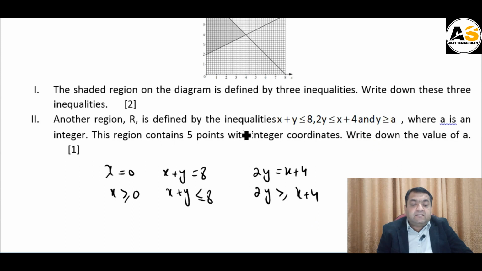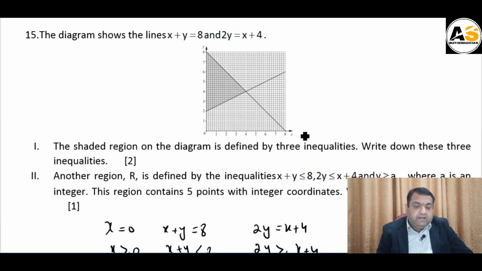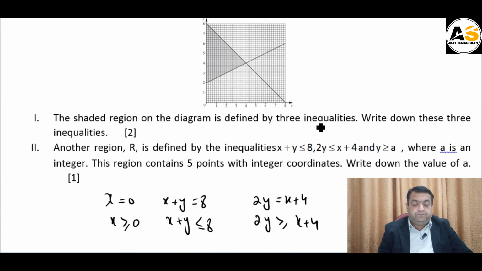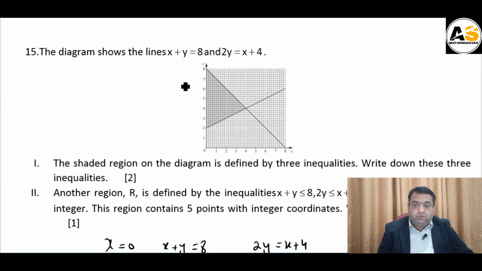Another region R is defined by the inequalities x plus y is less than 8, which is this, and 2y is less than x plus 4. The region is below this line, and y is greater than a. Let me copy this figure for you first so that we can work on this.